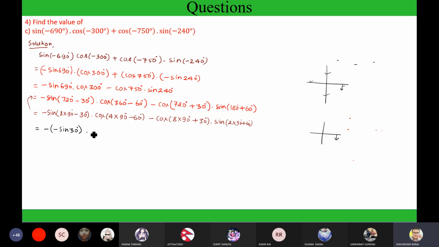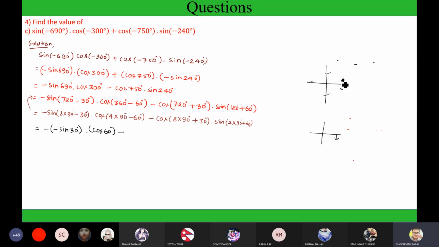So it will again be in the fourth quadrant. In the fourth quadrant, the value of cos is positive. So cos 60. You can either write cos 60 or you can write plus cos 60. So let's write cos 60 here. Cos 60 degree minus cos 8 into 90: 1, 2, 3, 4, 5, 6, 7, 8. 8 into 90 plus 30. Again, it is in the first quadrant.